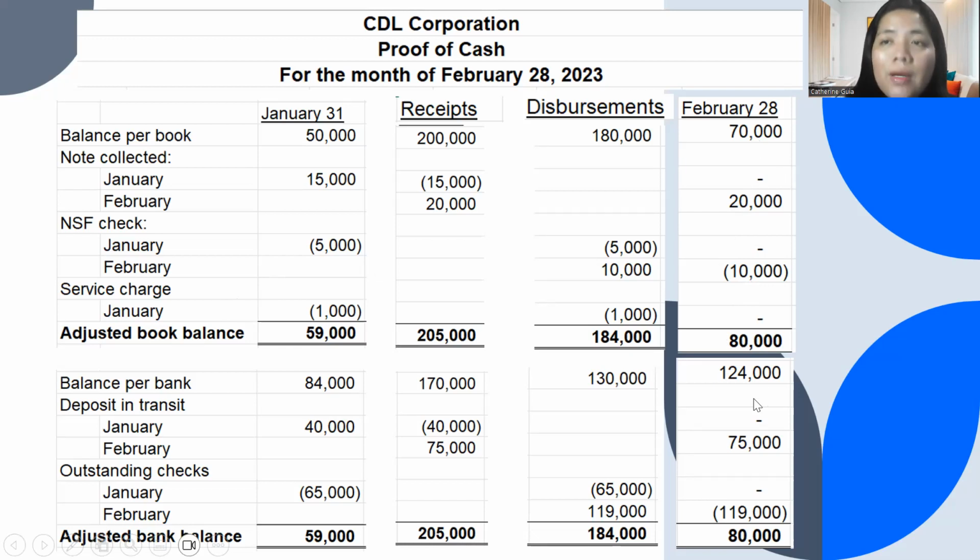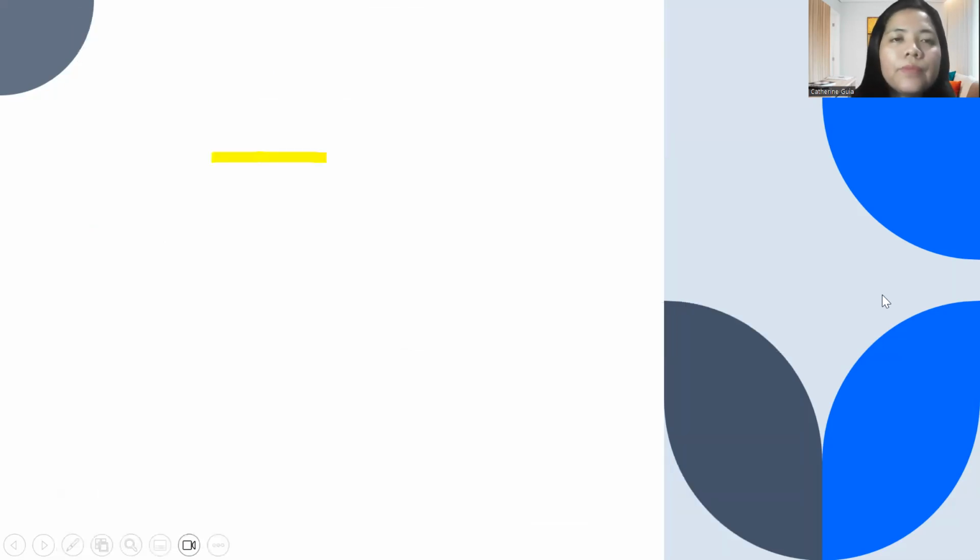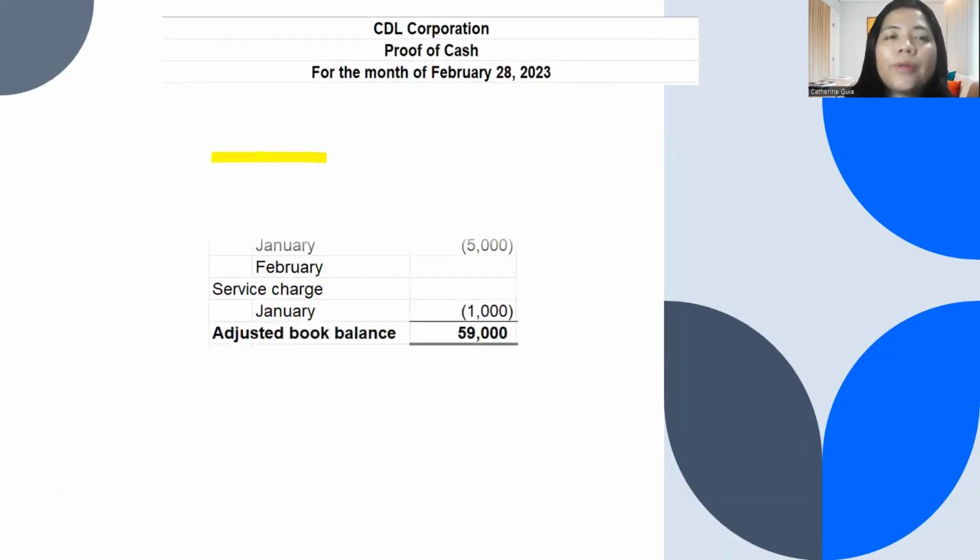The same with your bank. Balance per bank, 124,000 plus 75,000 minus 119,000 is 80,000. Then 59,000 plus 205,000 minus 184,000 is 80,000. So let's examine further.